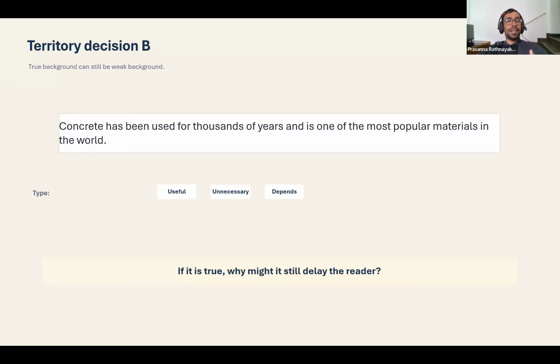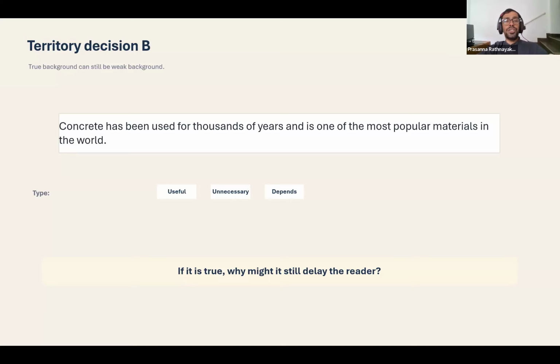That makes me feel safe, because it is actually your experience as well. Well, let's move on and see decision B. None of you said it's useful, but you all said unnecessary. Perhaps too much detailing and unnecessary background may delay the reader receiving your message. Do not clutter your introduction with unnecessary detailing. Let's move on.